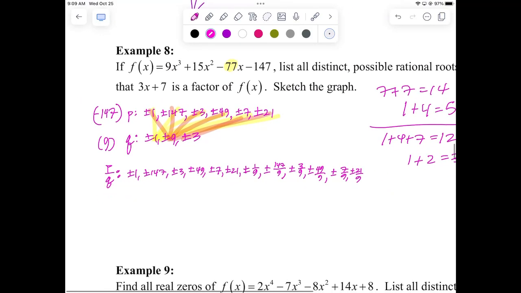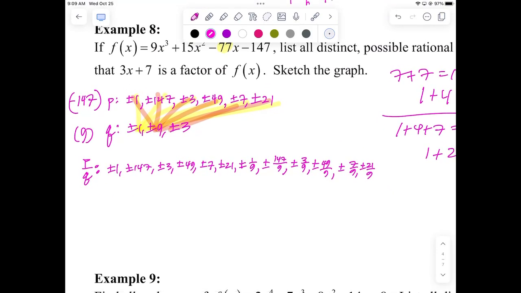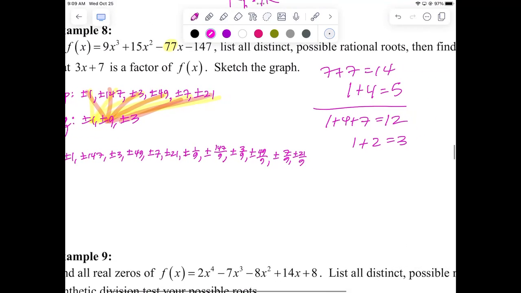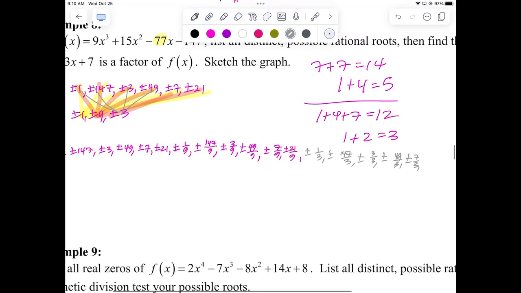Okay. Ooh, that's getting to be a long list, isn't it? Should I keep going from left to right? Yeah, why the heck not? Now let's do the last one. The last one is going to be all of them over what? 3. So we get plus or minus 1/3, plus or minus 147 thirds, plus or minus 3/3, plus or minus 49 thirds, plus or minus 7 thirds, and then plus or minus 21 thirds.